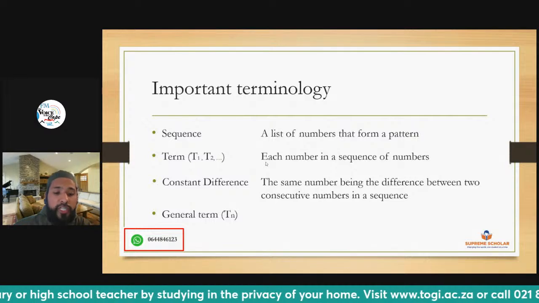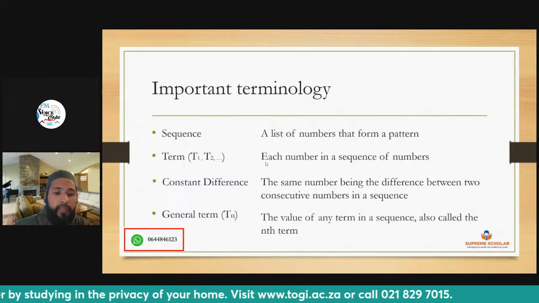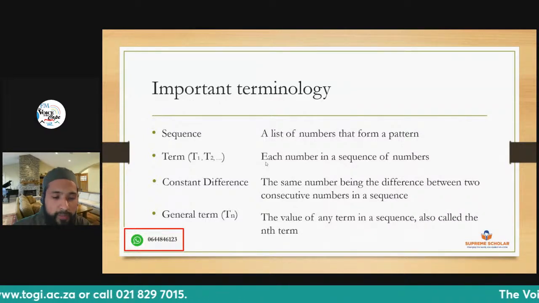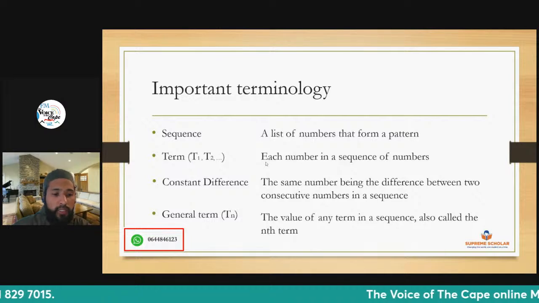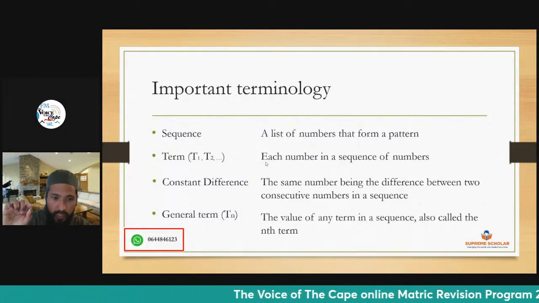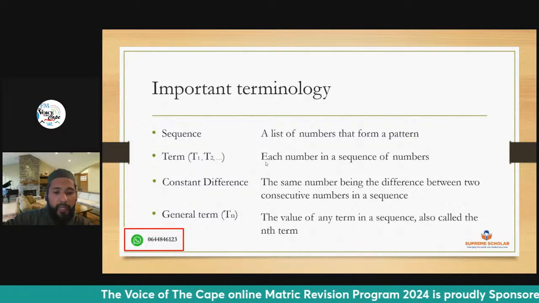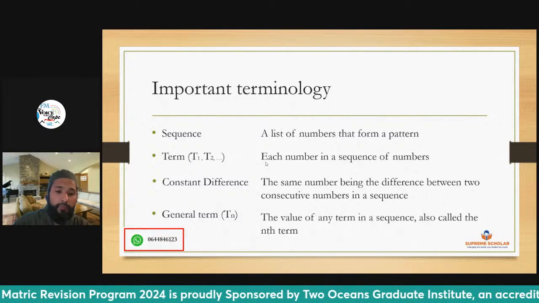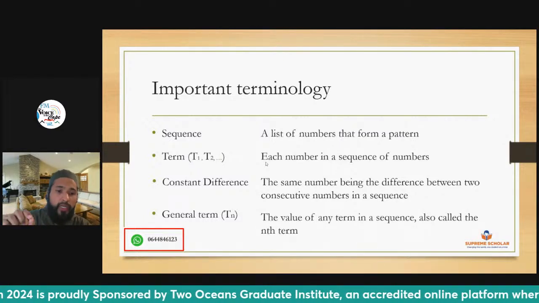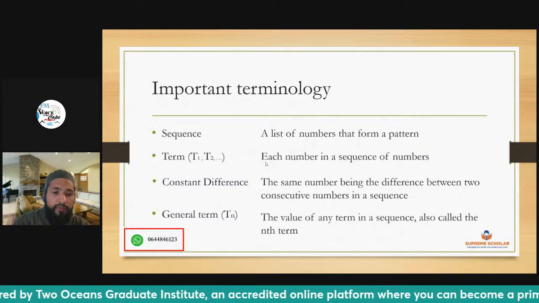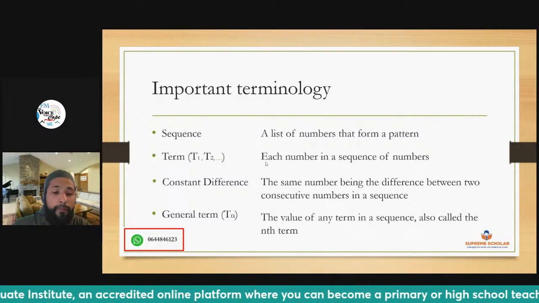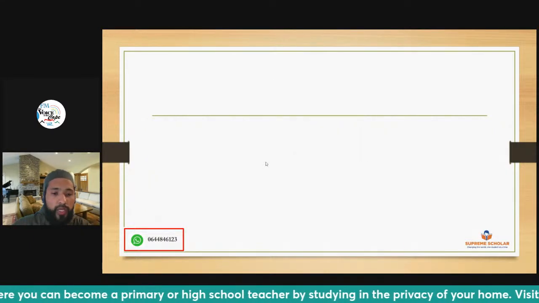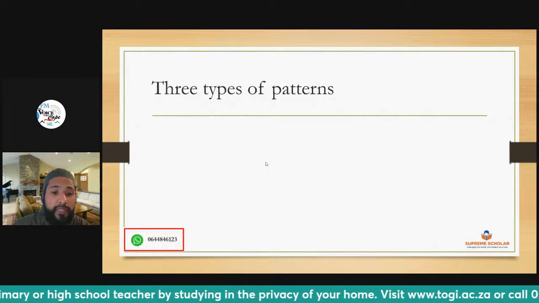Then we have this term called general term, and the symbol is Tn. The general term is simply the value of any term in a sequence, also called the nth term. Sometimes they will ask you to calculate the general term. What they're asking you to give is a formula that can give me any value in this pattern. In the previous example, 2, 4, 6, 8, if I want the 100th term, then it will be T100. N just refers to the position of the number in the sequence. This is very important to understand, to know what you're talking about. So let's look quickly at 3 different types of patterns.